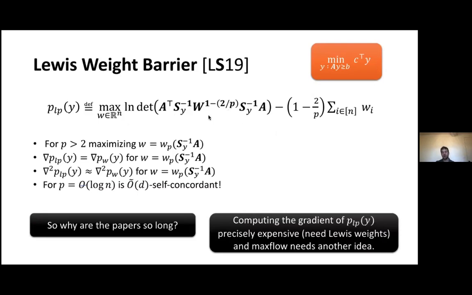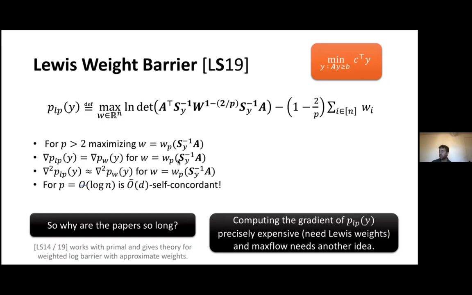Actually, computing the gradient of this barrier involves computing the Lewis weights fairly precisely. And if we want to actually get a method that only needs to solve a small number of linear systems, we want to be able to compute these Lewis weights approximately. As I said, even for leverage scores, we don't know how to compute them too precisely. So getting something to work with just a few linear systems requires a bit more work, as does MaxFlow.